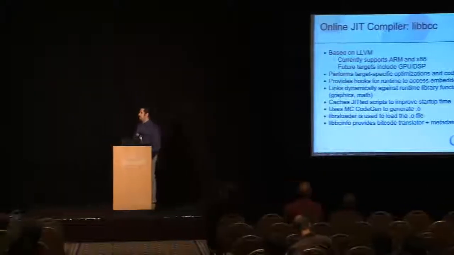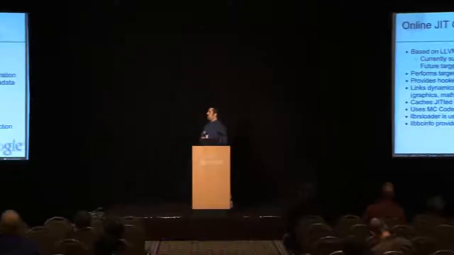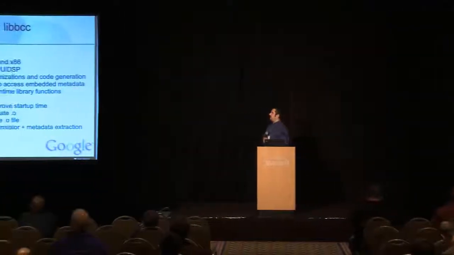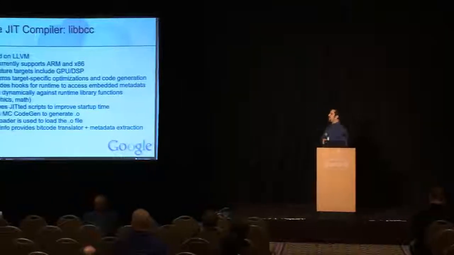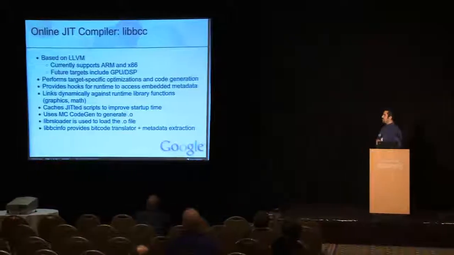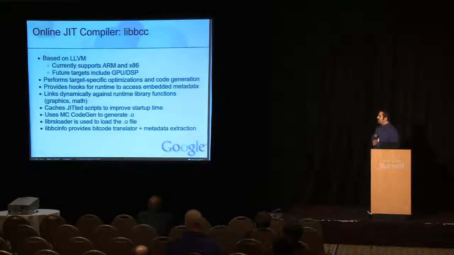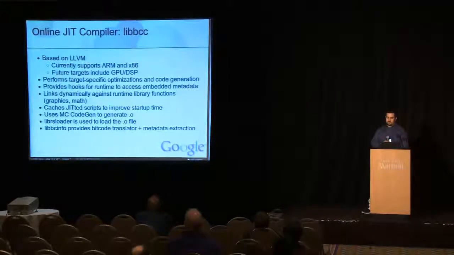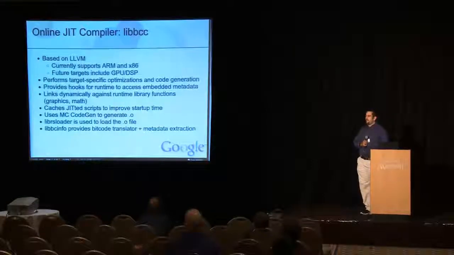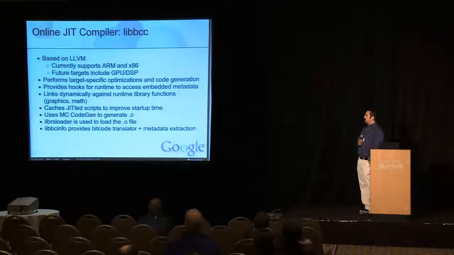So the online compiler is obviously based on LLVM. And right now, the version that we have shipping supports ARM and x86. We do know of work to do GPU and DSP versions of this stuff. Right now, we do some dynamic linking against runtime library functions, and we're using MC CodeGen. In the past, in Honeycomb, we were using the legacy JIT path, and we've since moved to MC CodeGen to generate a .o.